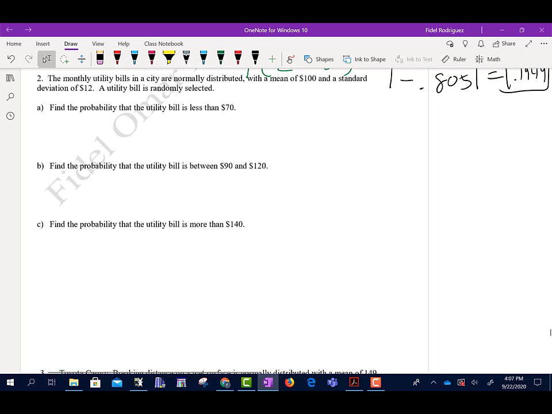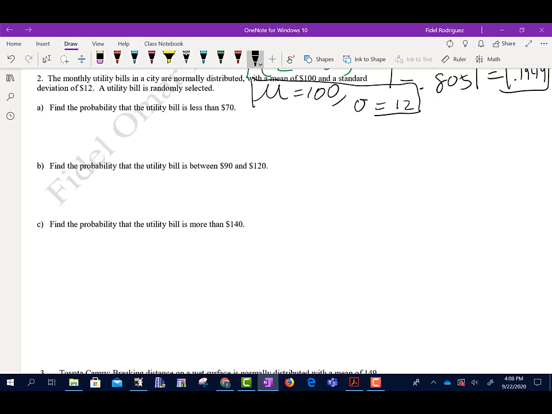Number 2 says, the monthly utility bills in a city are normally distributed with a mean of 100 and a standard deviation of 12. A utility bill is randomly selected. Before I even get to part A, we know that our mean is 100 and my standard deviation right now is 12.